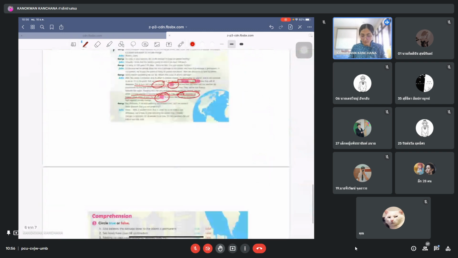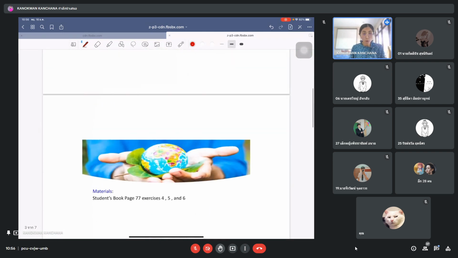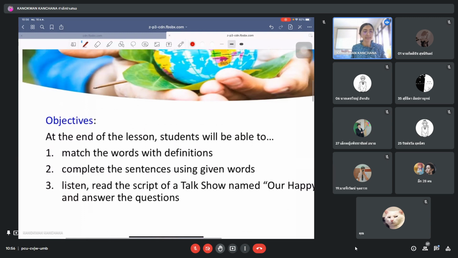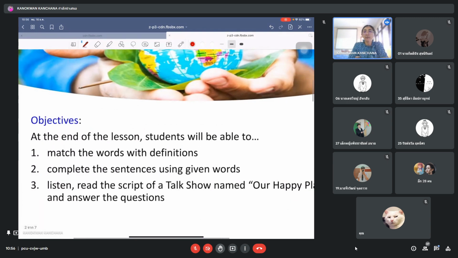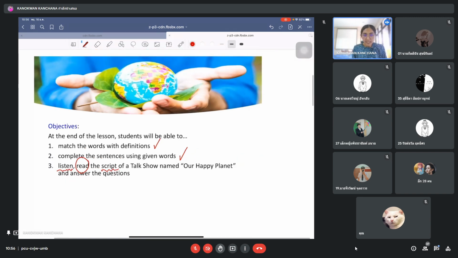So thank you very much, everyone. You all did a very good job today. Since the objective mentioned that you are going to match the word with the definition, yes, you pass this activity already, and you complete the sentences using the given words. After that, you listen and read the script very quickly, skim and scan, and answer the question. Yes, everyone, 100% of the objective today. Thank you very much, everyone.